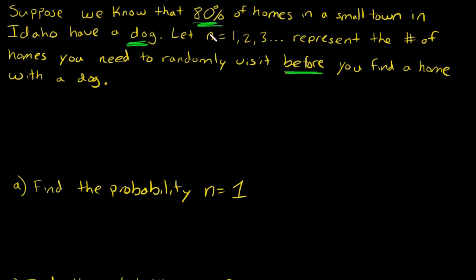These are all important things when you're thinking, is this a geometric distribution? Well, I need to be asking a yes-no question, and then I need to stop as soon as I get my first yes. As soon as a home has a dog, I stop. And what's random is the number of homes I have to visit. So the number of trials is random.